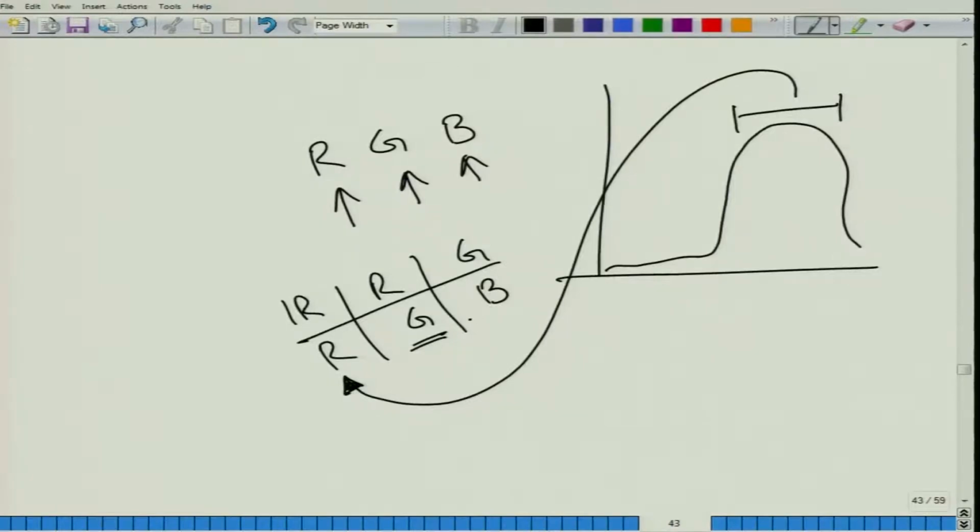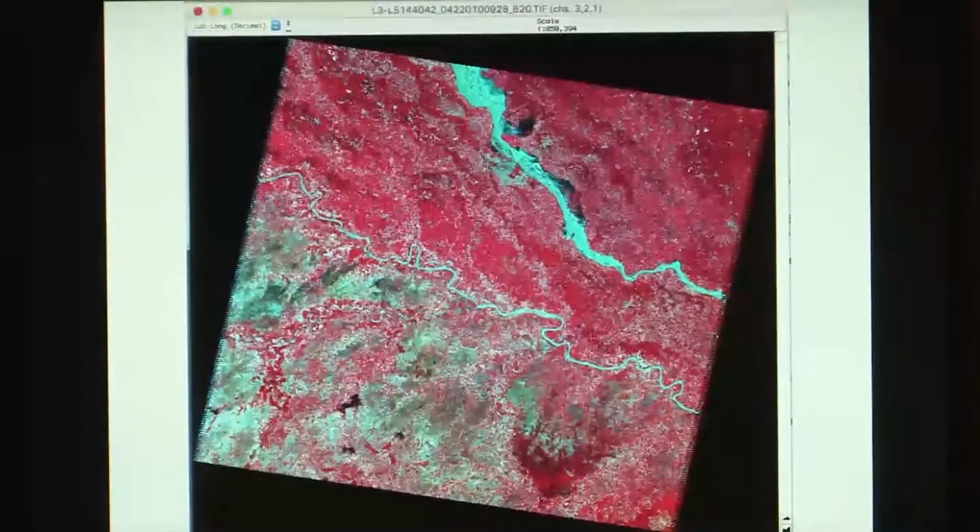So, what would this do? Because your plants are giving out a lot of reflection in the infrared range, anywhere where you have plants would be shown in red color, and other surfaces would be shown in green and blue colors. So, now coming back to the slide.